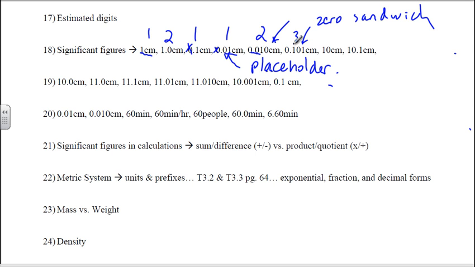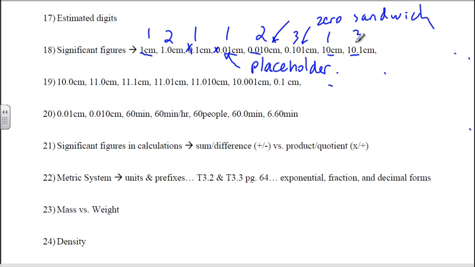10 centimeters. This 0 in the 10 centimeters is after a non-zero, okay, but is nowhere after a decimal. There's no decimal anywhere that it's after. So that 0 does not count. Somebody really rounded that number. So that's 1 significant figure. The 10.1, there's a 0 sandwich, so it's going to count. That has 3.